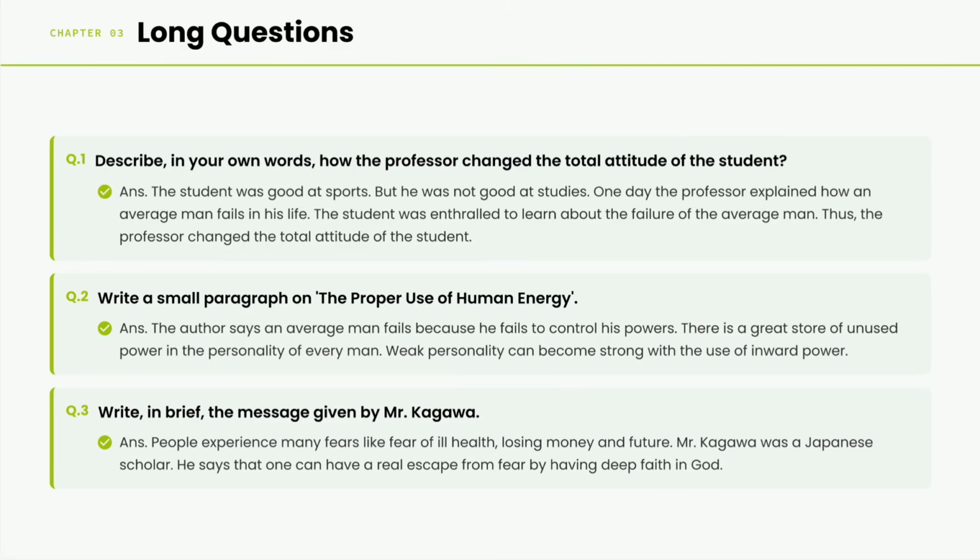Question 2. Write a small paragraph on the proper use of human energy. Answer. The author says an average man fails because he fails to control his powers. There is a great store of unused power in the personality of every man. Weak personality can become strong with the use of inward power. Question 3.